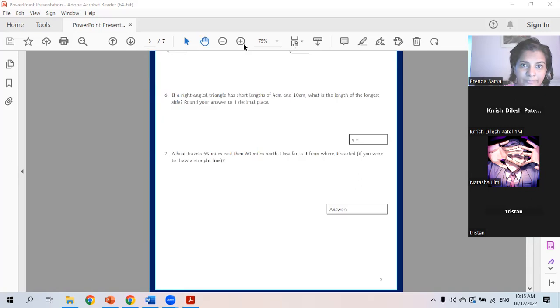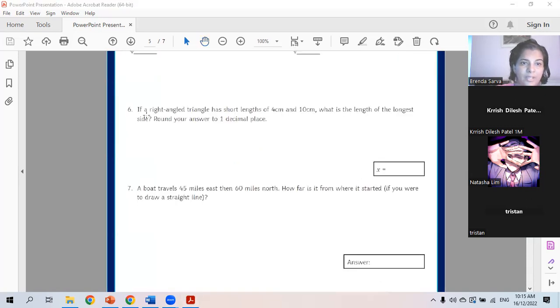It's a word problem. If a right-angled triangle, so when they come up with stories like this, the first thing you do, you take your pencil and you start drawing with a ruler. Just draw it out, guys. Make your life easy. If a right-angled triangle has short lengths of this and this, that means one of the sides is 4, the other side is 10.